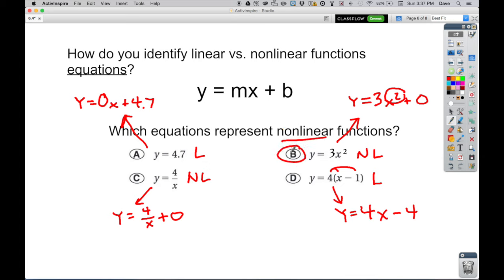Well, it would be b. It's b, once again, because there shouldn't be any exponents. It should just be 3x, but not 3x squared. And c. C is nonlinear, all right, because x is on the bottom of this fraction. We're dividing with x when we should be multiplying with x. All right, so that's how you identify linear versus nonlinear. Linear equations, you can turn them into slope-intercept form. Nonlinear equations, you can't.